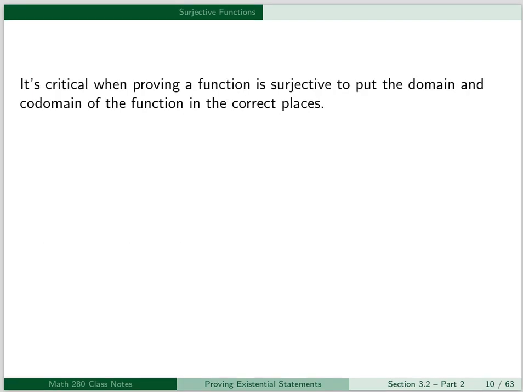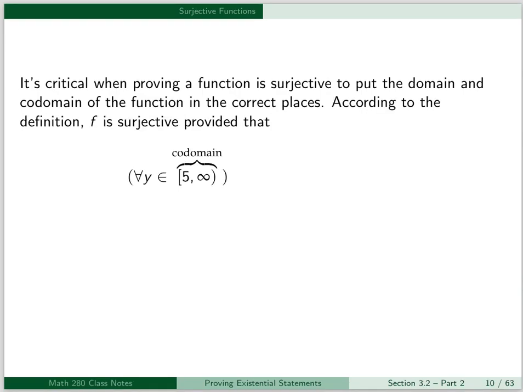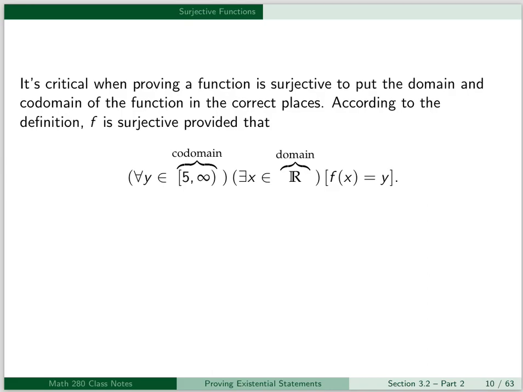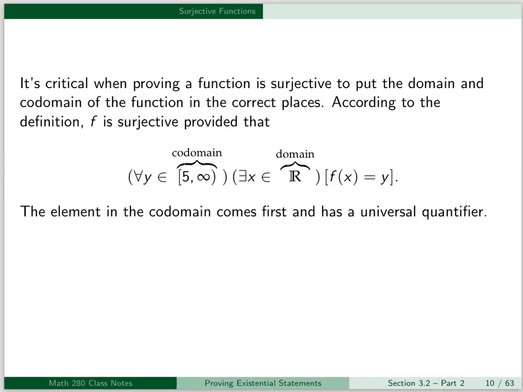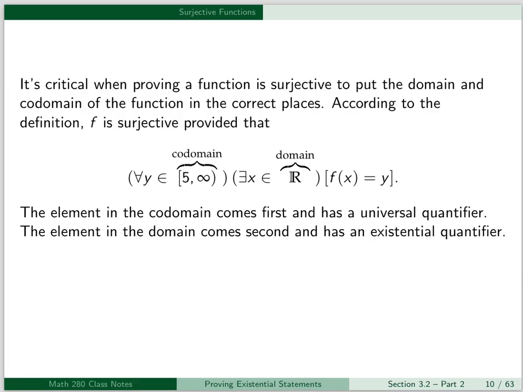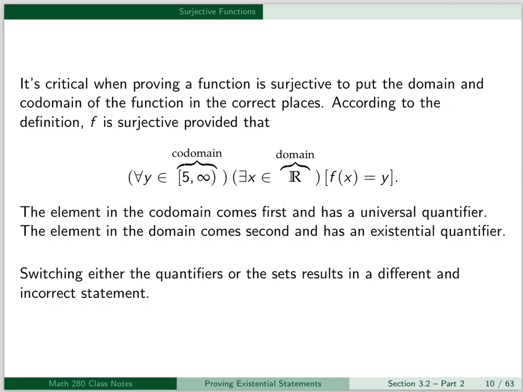It's critical when proving a function is surjective to put the domain and the codomain of the function in the correct places in the symbolic form. According to the definition, f is surjective provided that for all y in the codomain, which in this case is the interval from 5 to infinity, there exists an x in the domain, which in this case is the set of real numbers R, such that f of x equals y. The element in the codomain comes first and has a universal quantifier. The element in the domain comes second and has an existential quantifier. Switching either the quantifiers or the sets results in a different and incorrect statement.